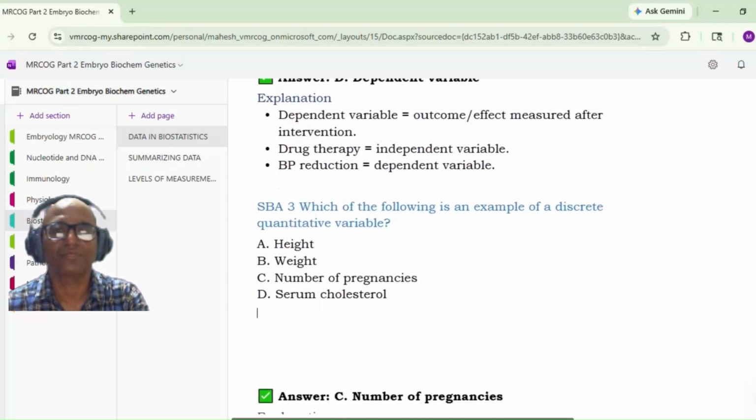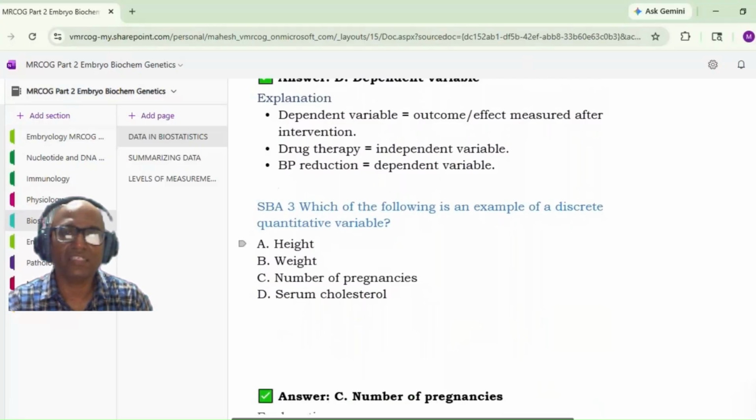Next. Question number three, which of the following is an example of a discrete quantitative variable? A height, B weight, C number of pregnancies, D serum cholesterol. So answer is C number of pregnancies. Yes, because the rest of these are continuous variables. Height, weight, serum cholesterol, they are continuous variables, while number of pregnancies is a discrete quantitative variable. It is a quantitative variable. While these are also quantitative, but these are continuous variables.